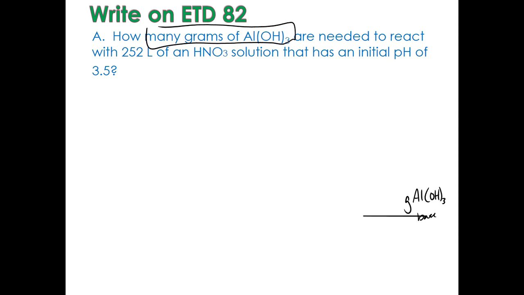Now, the other things I have in here are 252 liters of an acid called nitric acid solution, and it tells me the power of its hydrogen, its pH, is 3.5. So if I'm going to solve this, I'm probably going to want to start with my acid, but that means some crucial things. I'm going to need to know what the reaction looks like. So the first thing I'm going to do is write a balanced reaction.